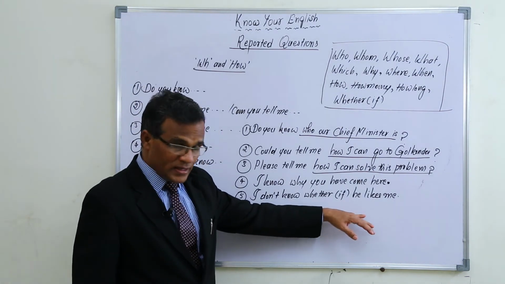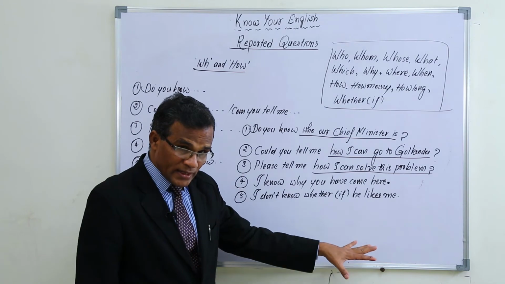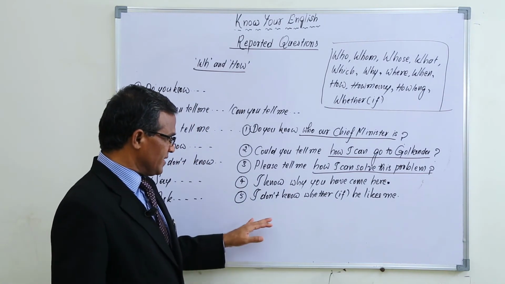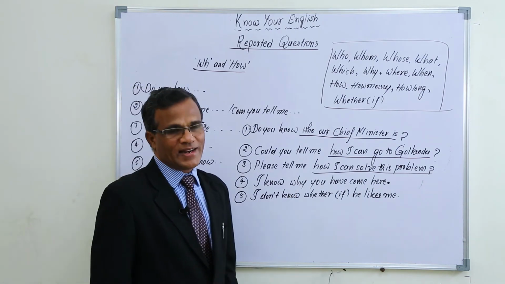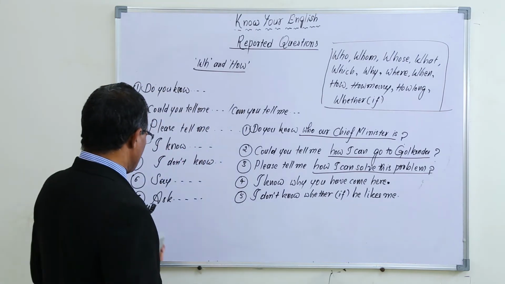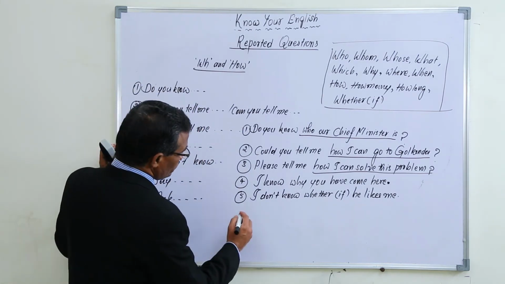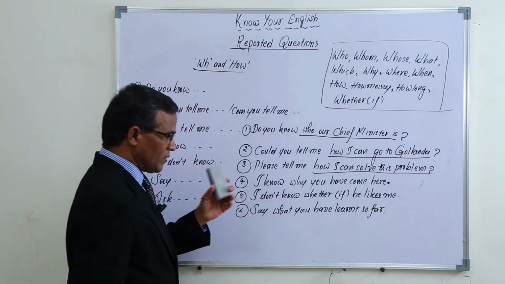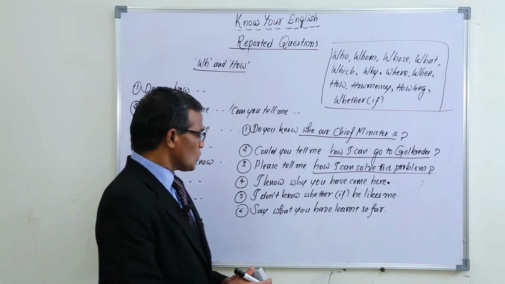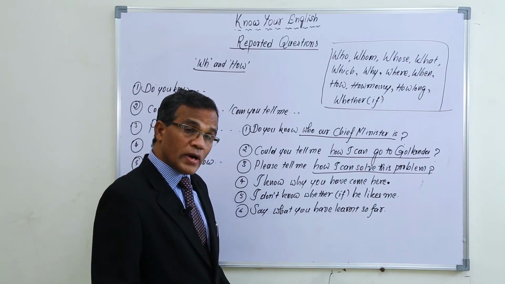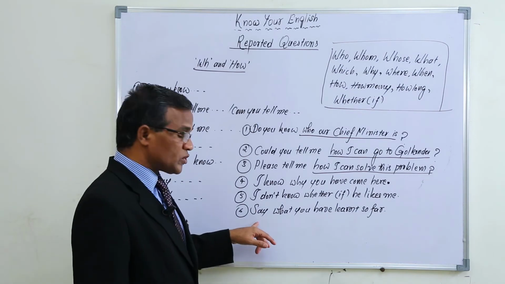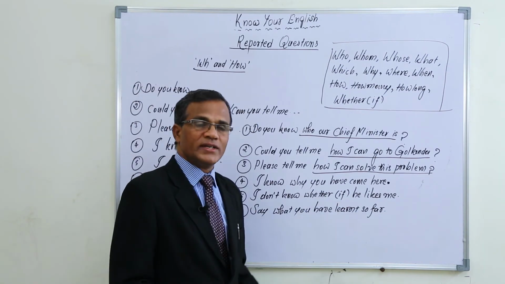Does he like me is the question really. But when it is a part of a longer sentence in this way, after this phrase, I don't know whether he likes me. Whether he likes, subject-verb order. Whether he likes me. And in the same way, for example, say what you have learnt so far. Means so far what you have learnt. The question is really, what have you learned so far? But as it is a part of a longer sentence, say what you have learned so far.